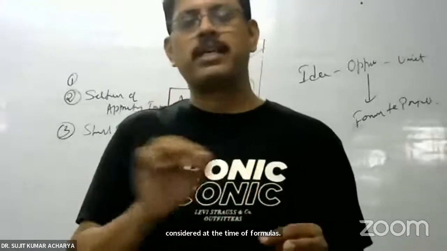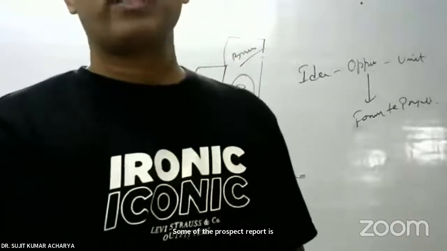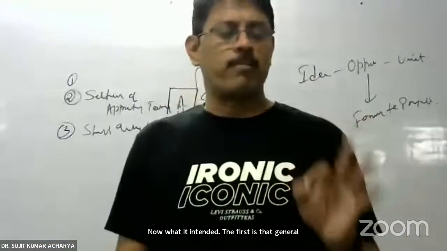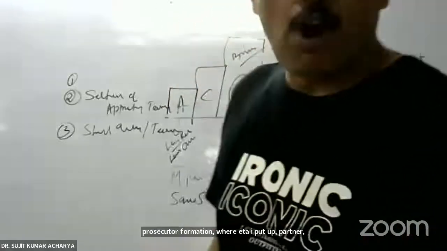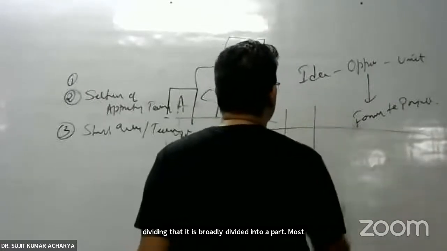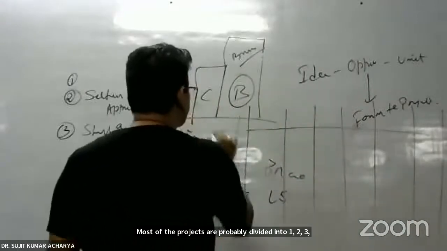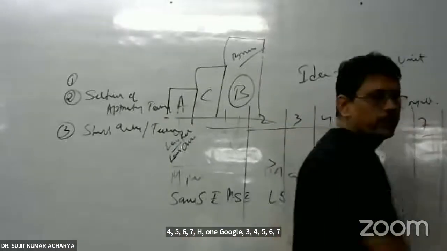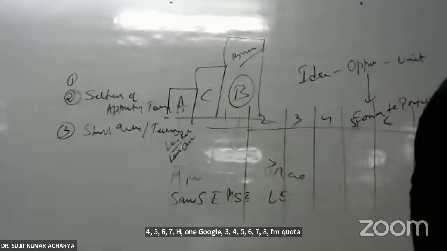Report is a written parameter, detailed about the organization. Now, what does it include? The first is general information. A project formation is divided into 8 parts. It is broadly divided into 8 parts. Most of the projects are broadly divided into 1, 2, 3, 4, 5, 6, 7, 8 parameters.